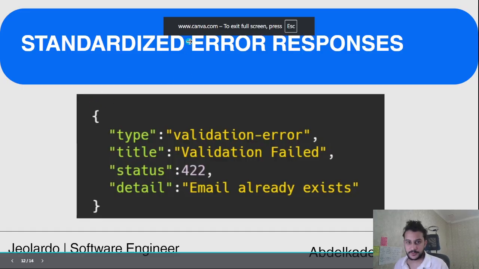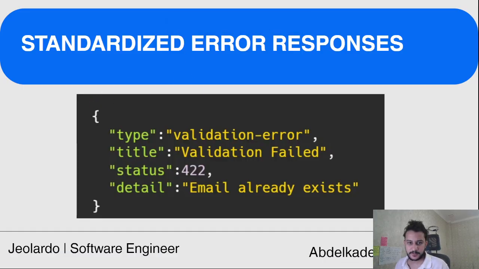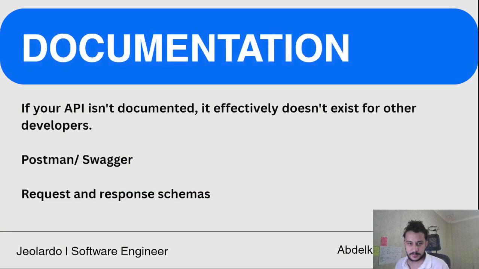So this is the centralized error response. And now we go to the documentation. If your API is not documented, it effectively does not exist for other developers. So what does documentation mean?